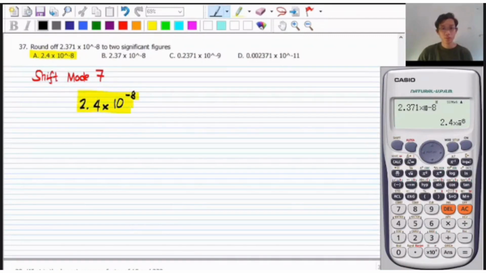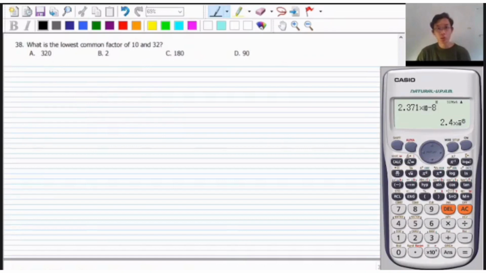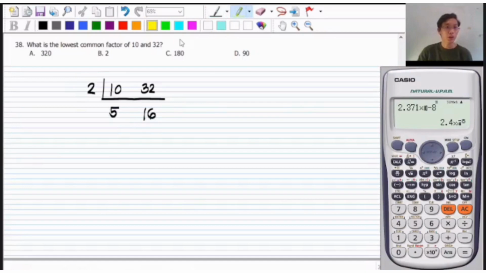For 38, what is the lowest common factor of 10 and 32? So lowest common factor, yun lang yung pinaka mababang pwede mong i-factor out sa kanila. Ano ba yung pwede mong i-factor kay 10 at kay 32? Piliin na natin yung unang pinakamababa. That will be 2. 10 divided by 2, 5. 32 divided by 2 is 16. So, ano yung pinaka-least or lowest common factor nila? That is 2. Letter B.